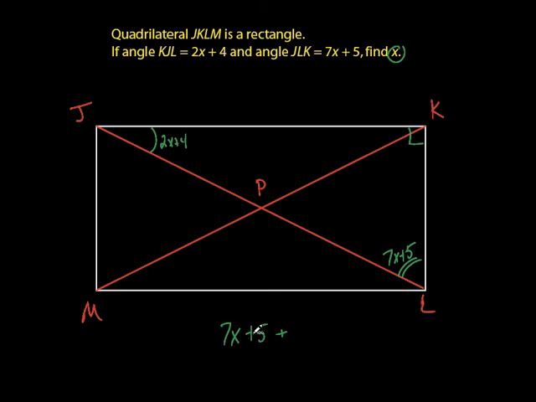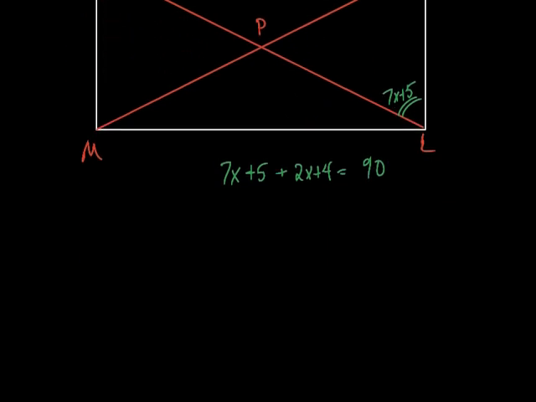Okay, there's the one angle right there. That's this one. If I'm going to add it to this one, I'm going to add it to 2x plus 4. Those two angles add up to be 90 degrees. They're complementary. And then that's all I got to do is just solve for x. Let's do that. We add like terms together. 7x plus 2x is 9x. 5 and 4 are 9. And you set that equal to 90. Subtract 9 from both sides. So if I subtract 9 from that, I get 81. Divide both sides by 9, and x is 9.